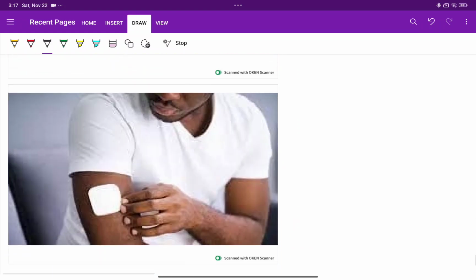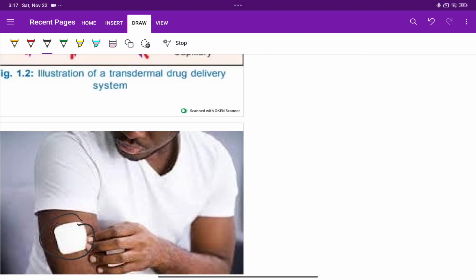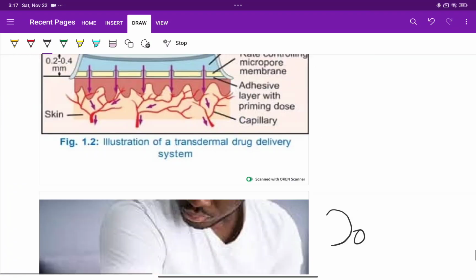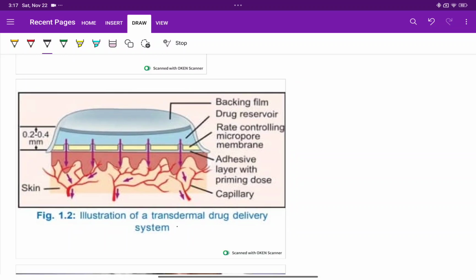See, it is a patch which is usually placed over the arm region or behind the ear pinna. Okay, and many other places can be used. Okay, this is the illustration of the transdermal drug delivery system. See, it has 4 layers. One is the adhesive patch. See, it is a patch. Okay, it should stick to the skin.